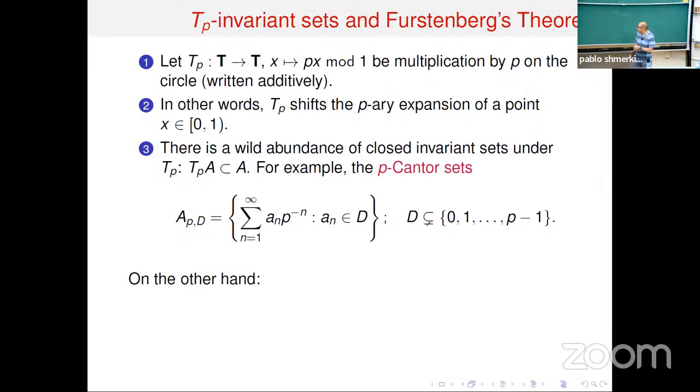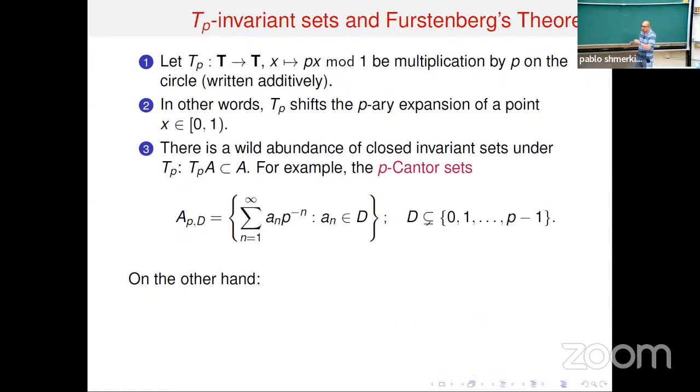These are sets where you forbid some p-ary digits in the p-ary expansion. So D here is the set of allowed digits. And then the set that depends on the base p and the allowed set of digits D is the set of all points in [0,1] whose p-ary expansion has only digits from D. So if p is 3 and D is {0,2}, this is the middle-thirds Cantor set. And otherwise, it's a very natural generalization. Because this set is defined in terms of p-ary expansions, if you shift the p-ary expansion, you fall back into the set. So it's certainly invariant, and it's easy to see that it is closed.